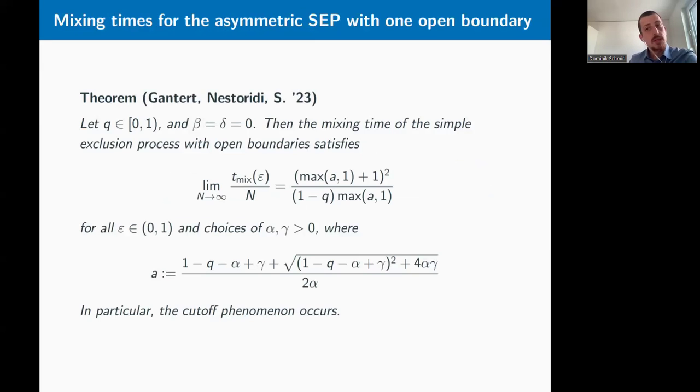So let me start by talking first about the mixing time. In this case, where beta and delta are equal to 0, and alpha and gamma are strictly positive, it turns out that the mixing time is of order n and that cutoff occurs. Again, this is based on joint work with Nina Gantet and Evita. And we have a very explicit way to identify the constant, and this involves this parameter a, which is a function of the parameters q for the bias, alpha, the rate of particles entering, and gamma, the rate of particles exiting at site one.